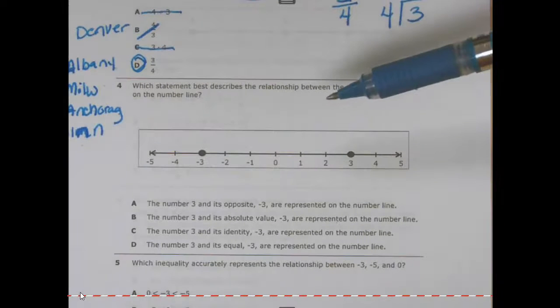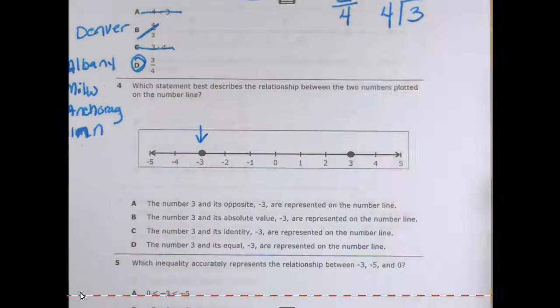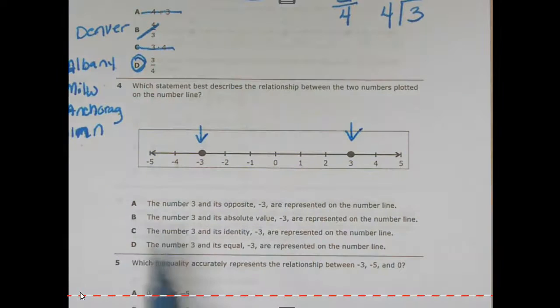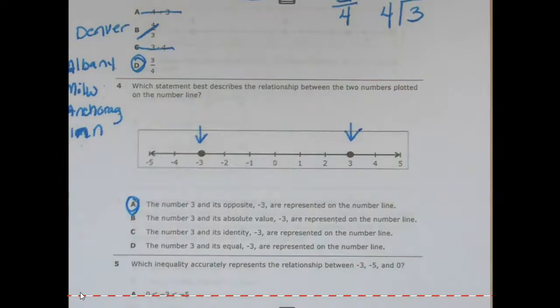Which statement best describes the relationship between the two numbers plotted on the number line? I have 3, -3, and +3. The number 3 and its opposite, -3, are represented on the number line. Is that true? Yes, so my answer is A.